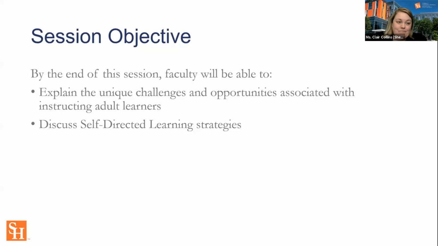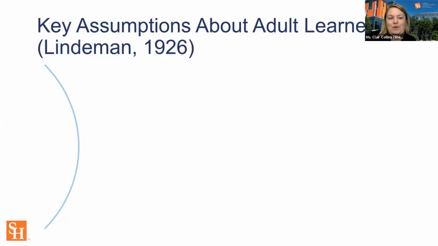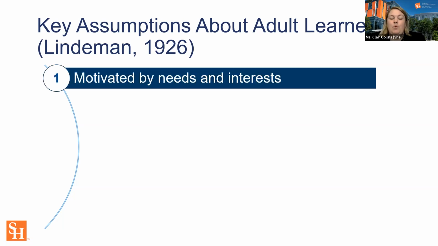Okay, so let's start first with some key assumptions about adult learners. These are things that you probably inherently already know about yourself, but it is helpful to say out loud so that we know who we're dealing with when we're talking about adult learners. Our adult learners are motivated by their specific needs and their specific interests. Basically that means that these are the appropriate starting points for organizing learning and organizing materials for your learners.